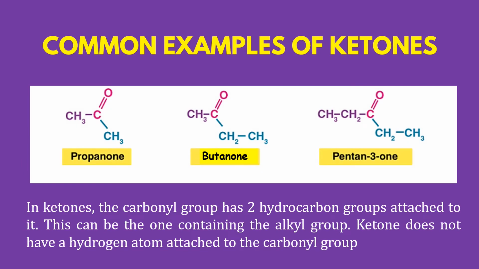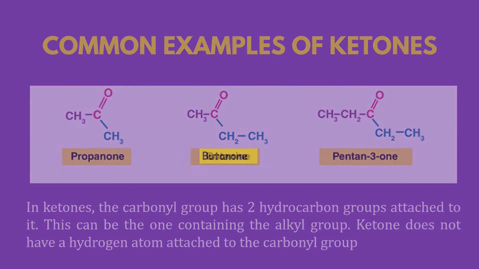Common examples of ketones. In ketones, the carbonyl group has two hydrocarbon groups attached to it. This can be the one containing the alkyl group. Ketone does not have a hydrogen atom attached to the carbonyl group. In IUPAC naming, the suffix -one, or the word ketone for common names, always ends the name of a ketone. For example, propanone, butanone, and pentan-3-one.